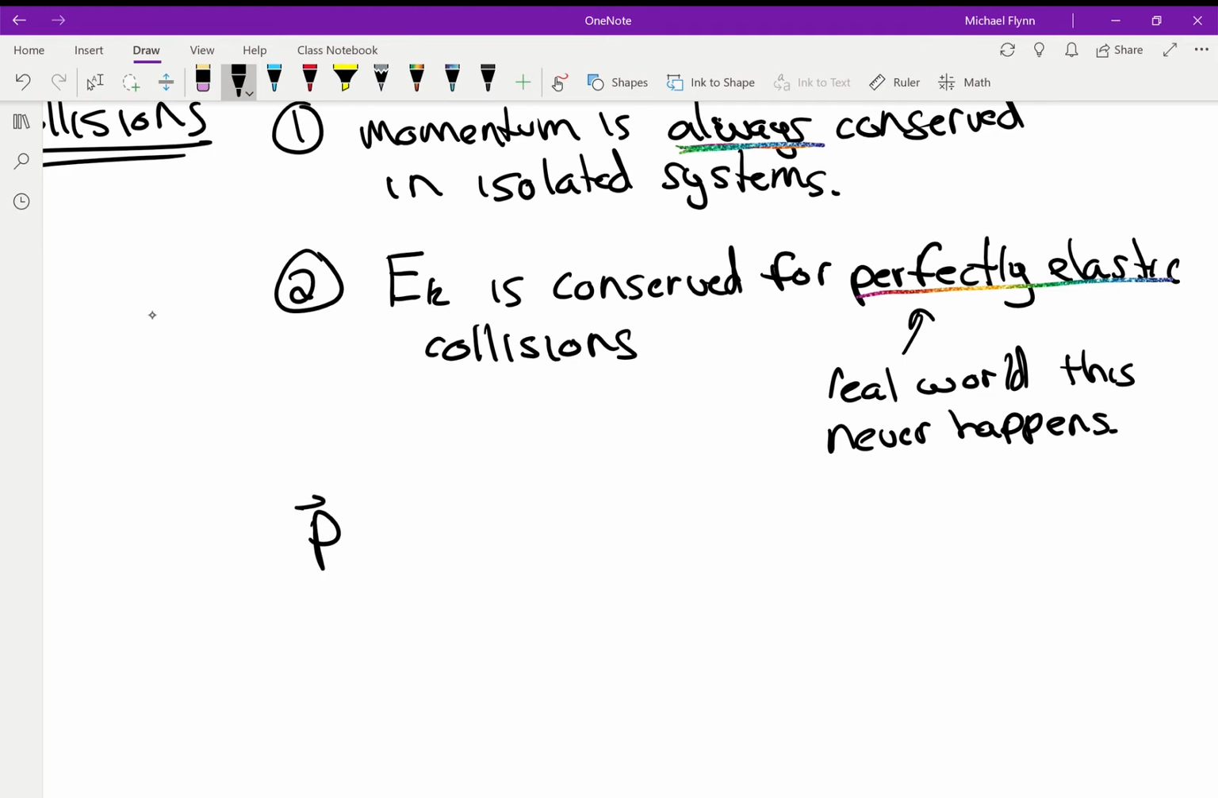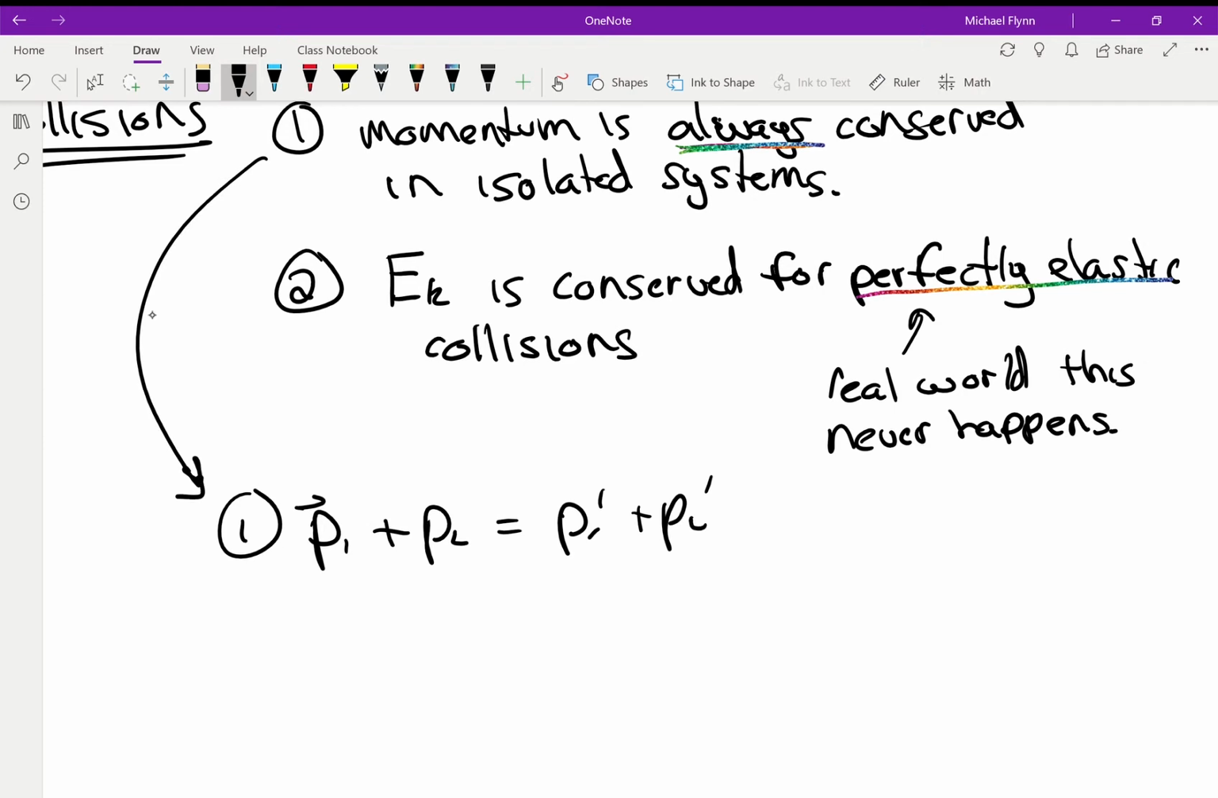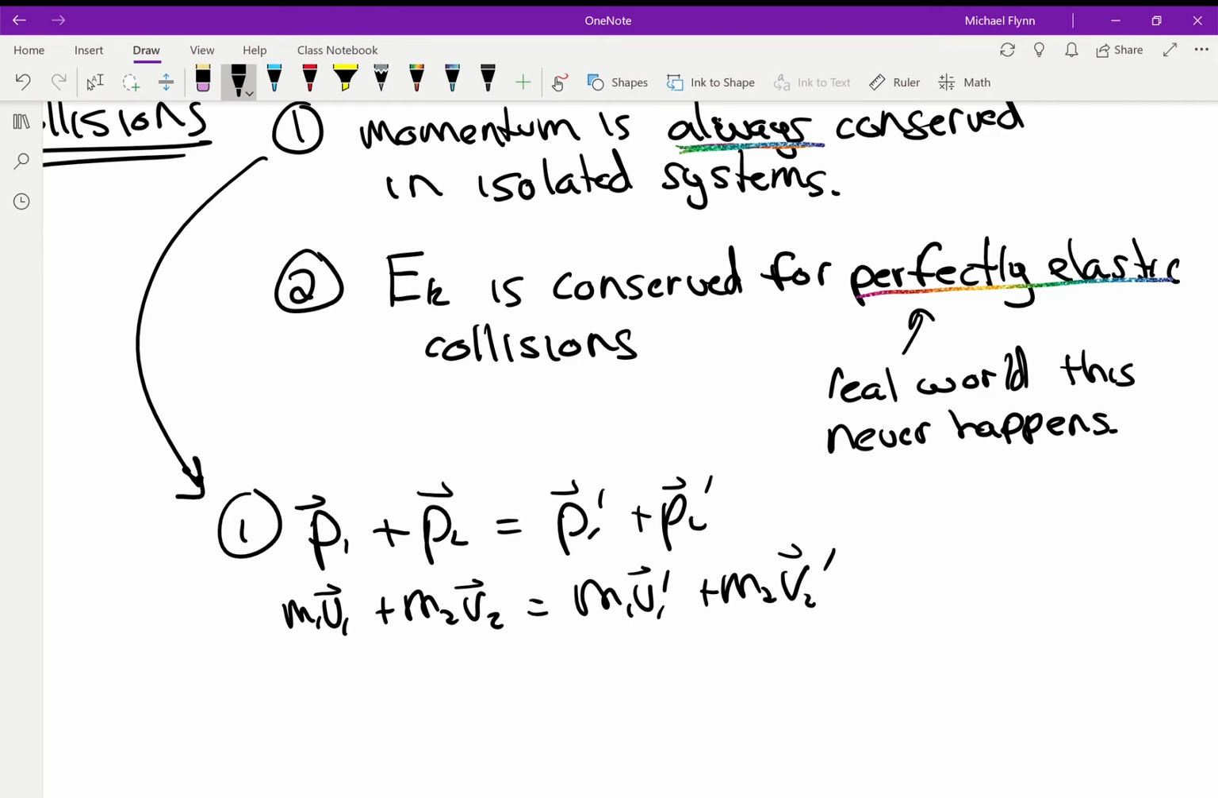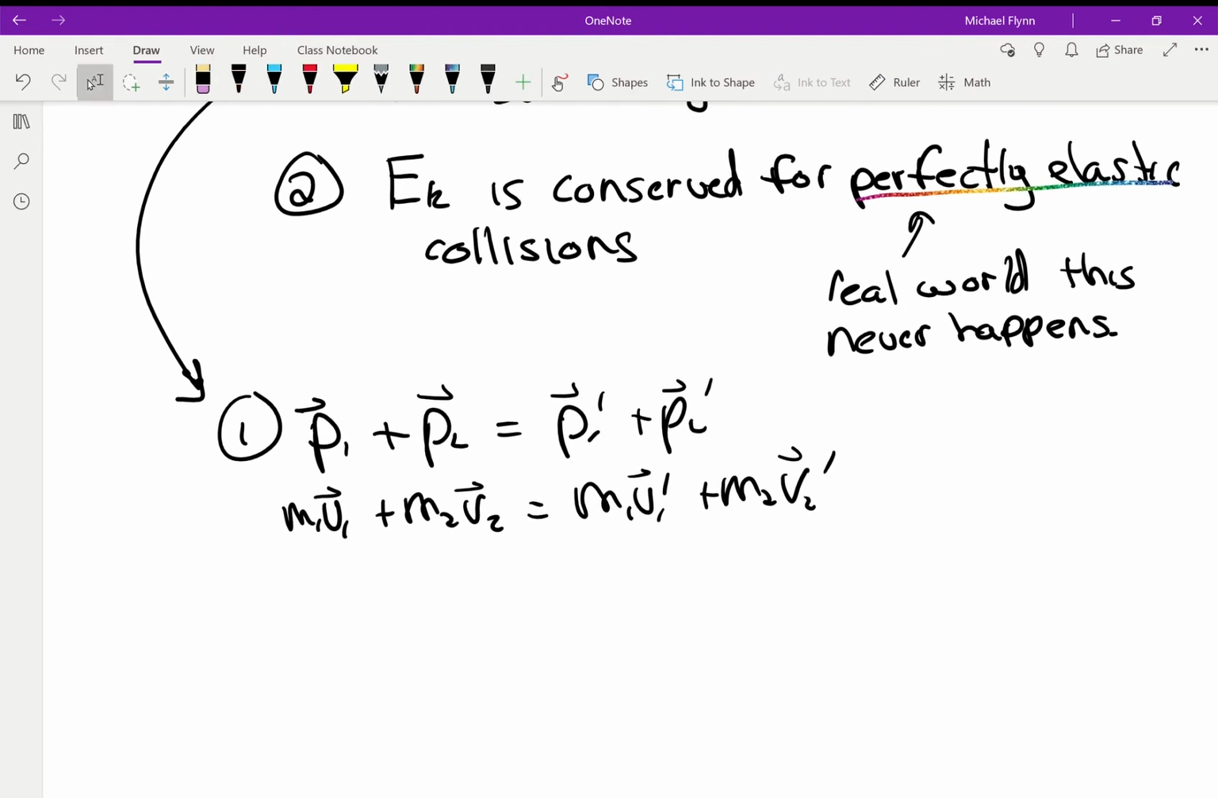Momentum, P1 plus P2 equals P1 prime plus P2 prime. This is number one, right? Momentum is conserved. Now number two, you have this. Oh, actually, hang on. Before I do number two, let me write it out this way. M1 V1 plus M2 V2 equals M1 V1 prime plus M2 V2 prime. Okay? Now, these are vectors. And this is a vector equation, so it's vector addition. But kinetic energy is not a vector, it's a scalar.